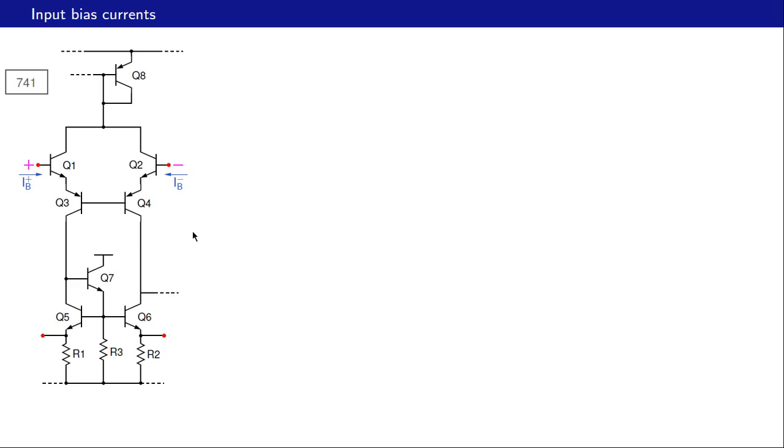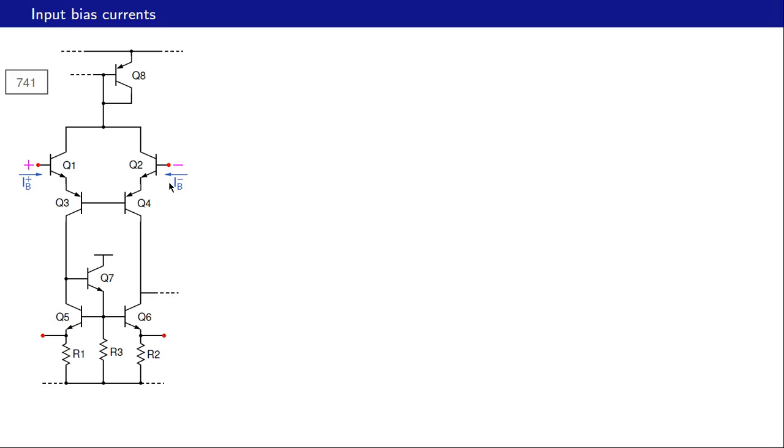There is another non-ideality that we need to consider for some applications, and that is the input bias currents. What do we mean by input bias currents? At the non-inverting terminal, we have this base current going in. At the inverting terminal, we have this base current going in, and these currents are called the input bias currents.